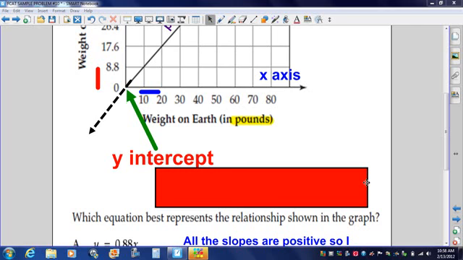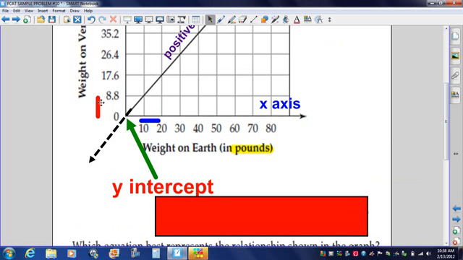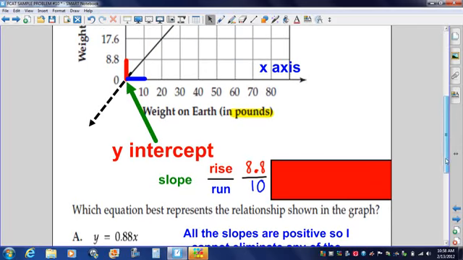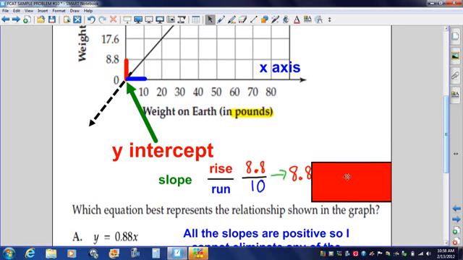So the next thing I'm going to do is I'm going to try to find the rise and the run. Slope is rise over run. So my rise will be 8.8. That's where the 8.8 came from right here. That's my rise. My run, if I translate this down, is going to be 10. So that's where my 10 came from. So I have a rise of 8.8 over a run of 10. That means 8.8 divided by 10.